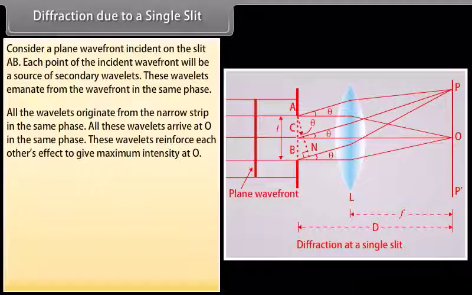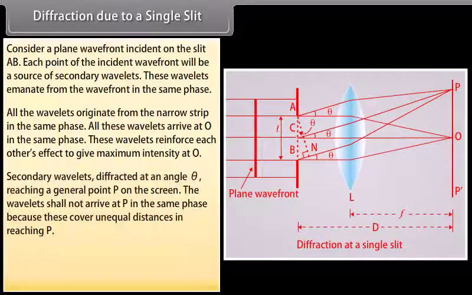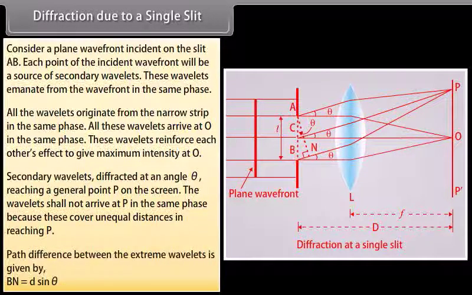Now consider the formation of secondary minima and secondary maxima. Secondary wavelets diffracted at angle theta reach a general point P on the screen. The wavelets shall not arrive at P in the same phase because these cover unequal distances in reaching P. Path difference between the extreme wavelets is given by BN equals d sin theta.